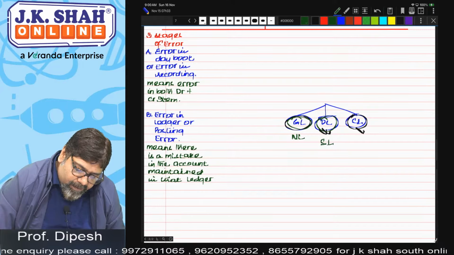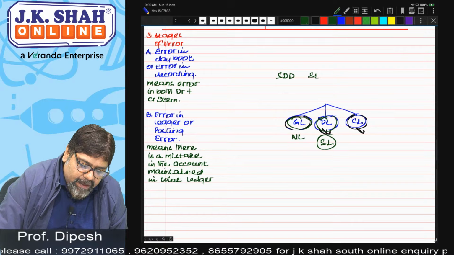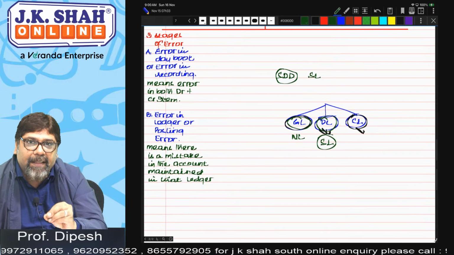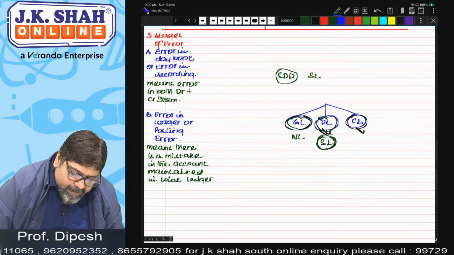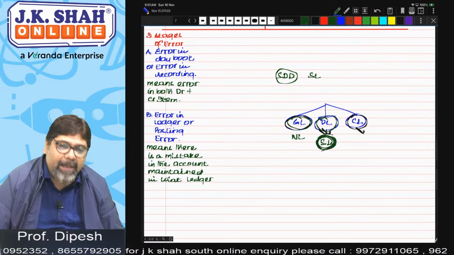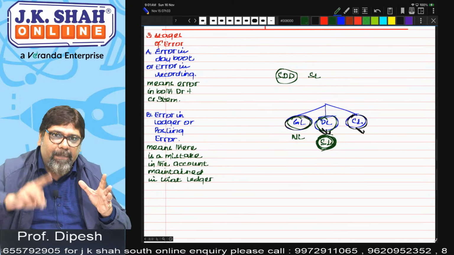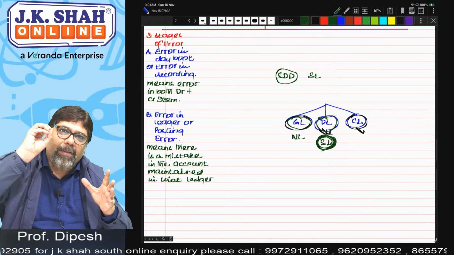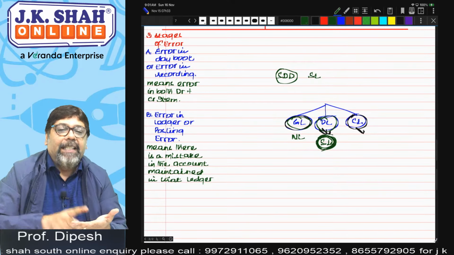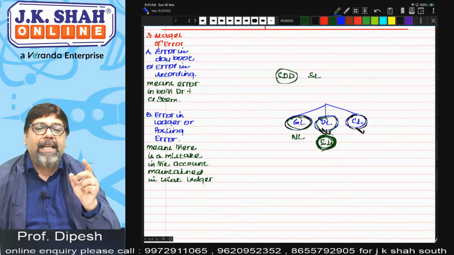Debtors ledger is also known as sales ledger. So I hope you understood there's a difference between sales day book and sales ledger. If there is a mistake in sales day book, that means there is a mistake in both debtors as well as sales. But if there is a mistake in sales ledger, that means there is a mistake only in debtors account, because debtors accounts are maintained in sales ledger. Sir, once again, if there is a mistake in sales day book, that means there is a mistake in both debit as well as credit item. But if there is a mistake in sales ledger, then there is a mistake only in debtors account, because debtors account is maintained in sales ledger.